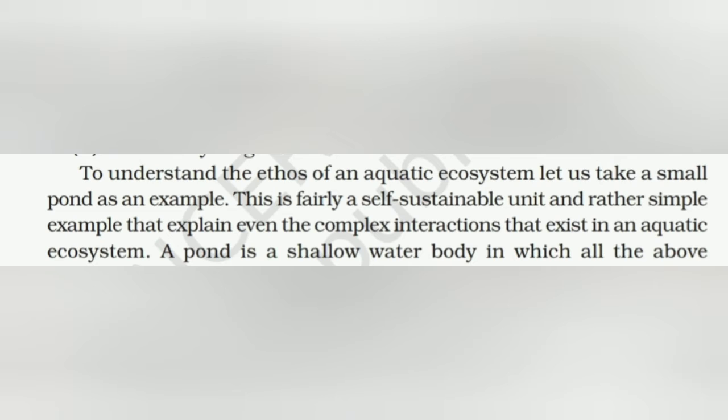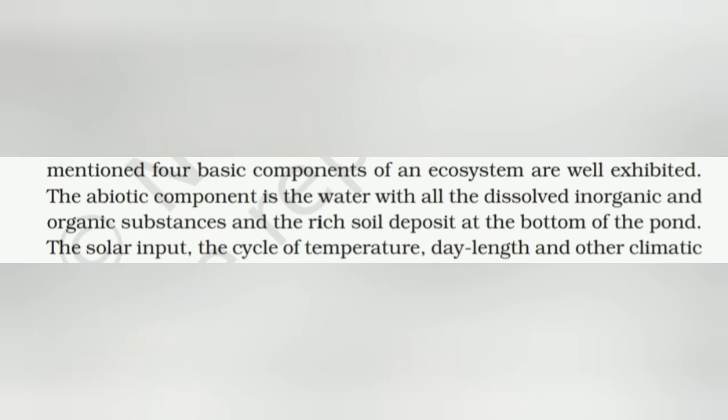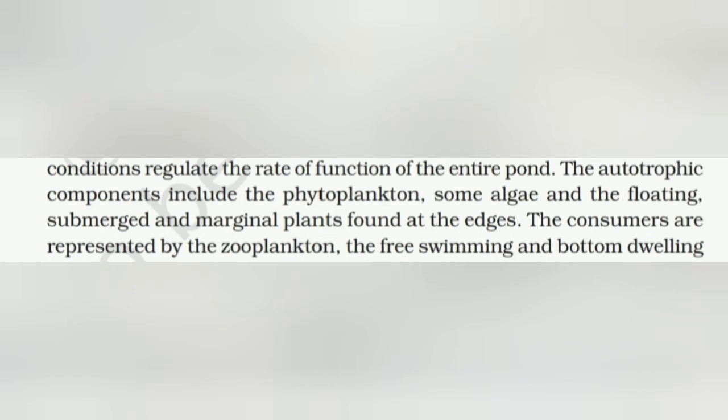A pond is a shallow water body in which all the above factors are well exhibited. The abiotic component is the water with all the dissolved inorganic and organic substances, and the rich soil deposit at the bottom of the pond. There are two abiotic factors. The solar input, cycle of temperature, day length and other climatic factors are also the abiotic components for an aquatic ecosystem like a pond.